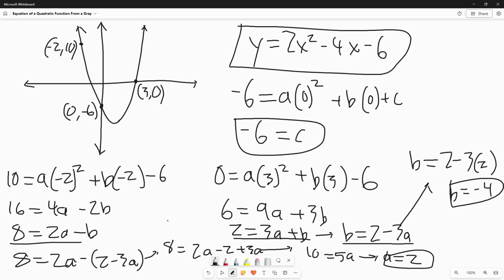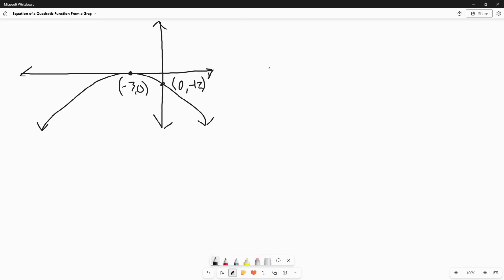And the work is a little messy, but basically what we did is we plugged all of the points into this equation and then simplified them. We got a system of equations, and we solved that system, and we got our final answer. Now let's do some practice problems. If you think you can find the equation from this graph, then pause the video and try it.